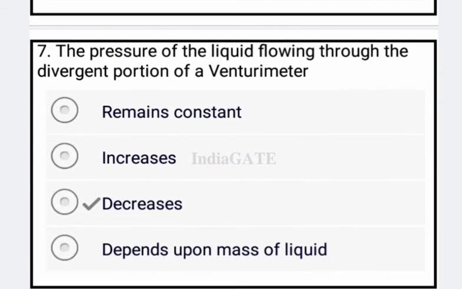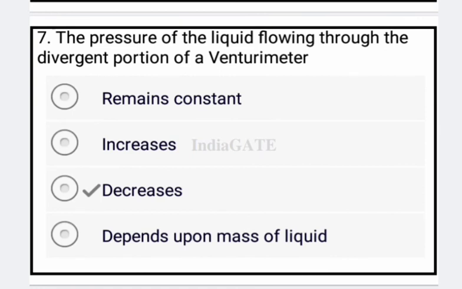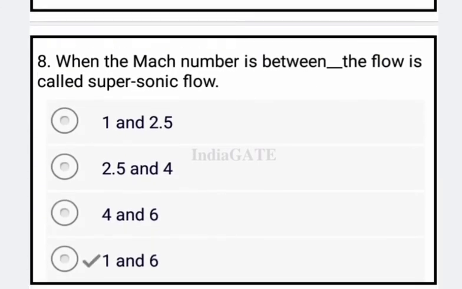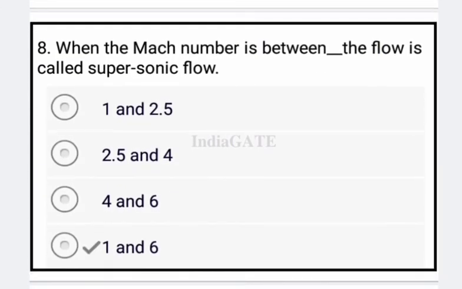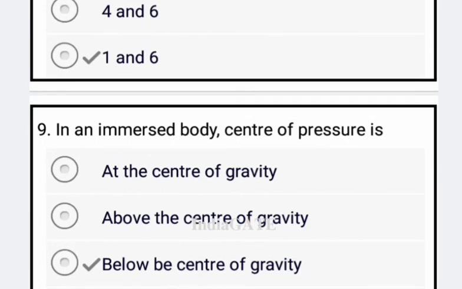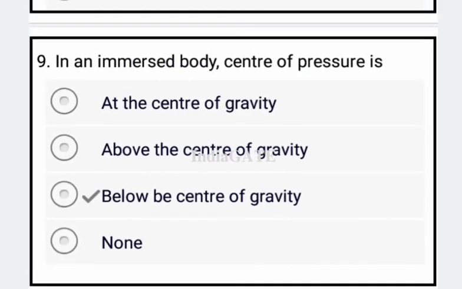Next question. The pressure of the liquid flowing through a divergent portion of the venturimeter? The correct answer is option C, decreases. Next question. When the Mach number is between dash, the flow is called supersonic flow. Option D is correct, that is 1 and 6. Next question. In an immersed body, the center of pressure? Option C is correct, that is below the center of gravity.